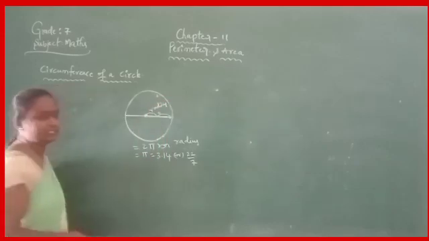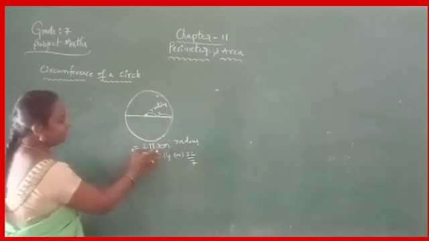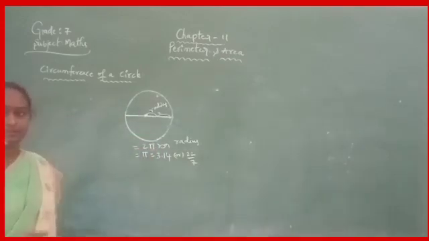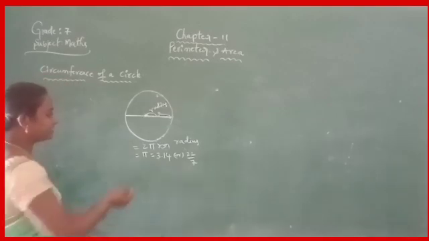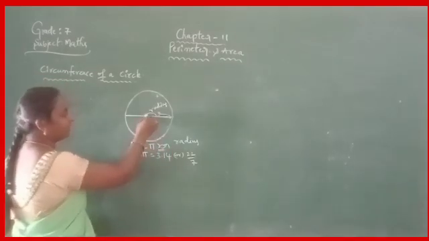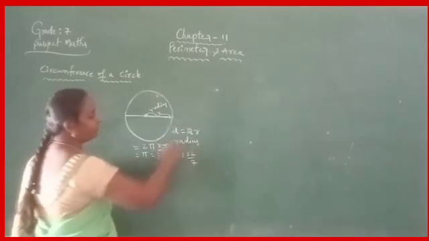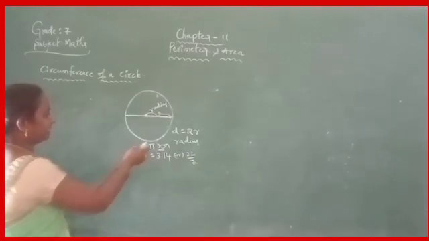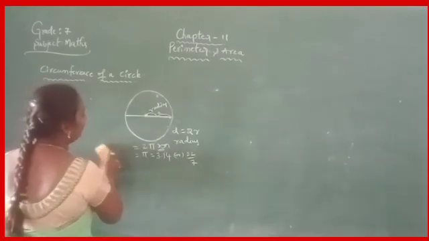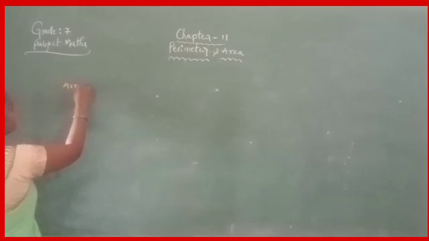Now tell me, what is the formula of circumference of a circle? 2 pi r. Pi value is 22 by 7 and small r is the radius. Then diameter is equal to 2 times the radius, that is 2 into r is called the diameter. Right. So now, what is the area of a circle?